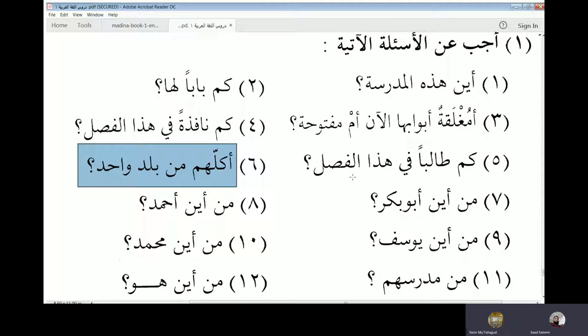La, kulluhum min baladin muktalifatin. Baladin is like the plural of balad. This is balad and its plural is buldan. So, la, kulluhum min baladin muktalifatin.